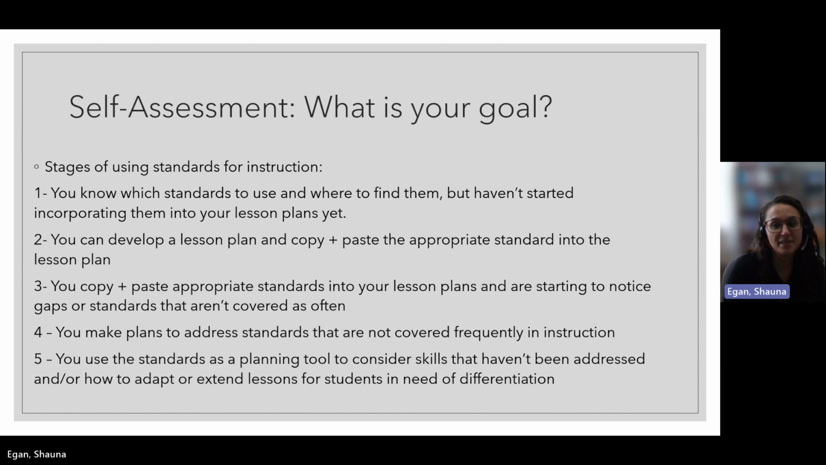Lastly, let's revisit that question from the beginning. In the beginning, you were asked to reflect and think about where you currently are in using the standards. Think about what your goal might be. Maybe not for this session, but maybe in the future. Where is the next step in using standards for instruction?